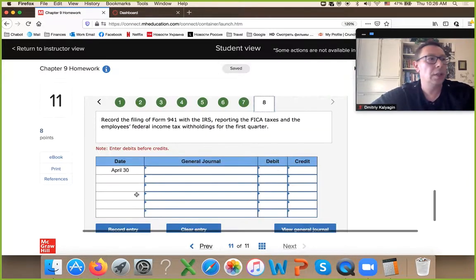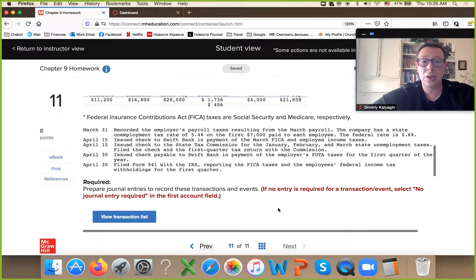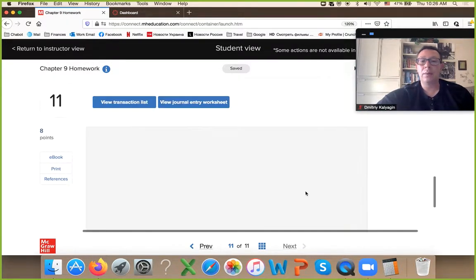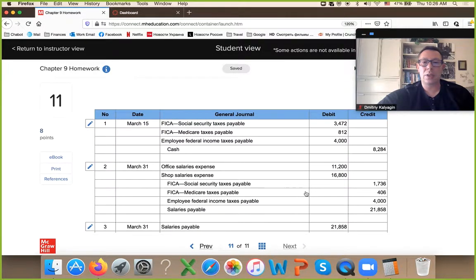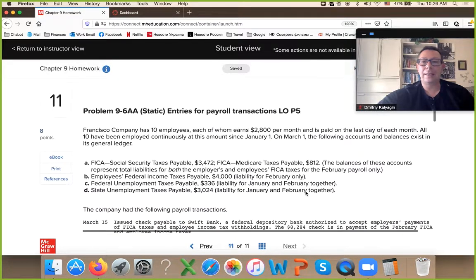Nice, record. All right. The last transaction, I record the filing of Form 941 with the IRS. There is no entry. When I file the form, there is no journal entry required. We need to choose it because if you look at the instructions, it says if no entry is required, select no journal entry is required. So if you don't choose it, it will be marked as a mistake. And these are your transactions right here. And the problem number 11 is complete.